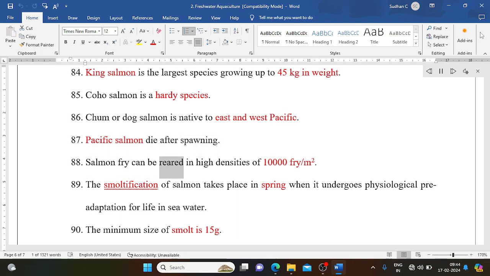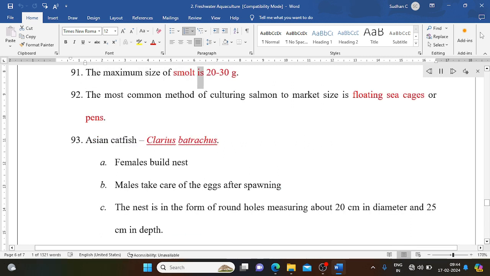Salmon fry can be reared in high densities of 10,000 fry/m2. The smoltification of salmon takes place in spring when it undergoes physiological pre-adaptation for life in sea water. The minimum size of smolt is 15 g. The maximum size of smolt is 20 to 30 g. The most common method of culturing salmon to market size is floating sea cages or pens.